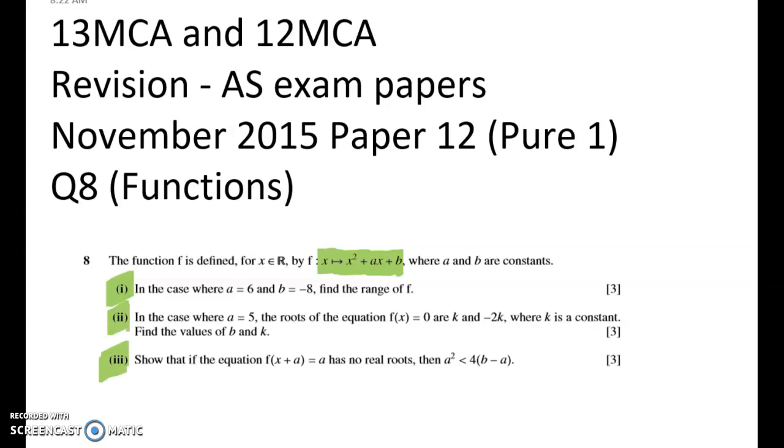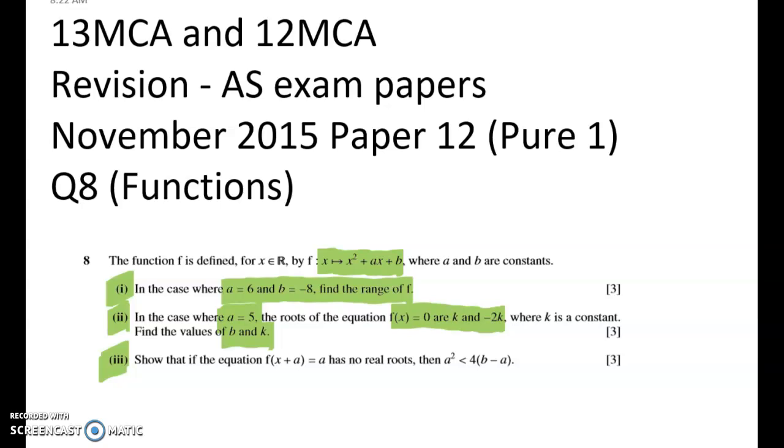So the first one is pretty straightforward. When a is 6 and b is -8, we have to find the range of the function. And in the next one, we're told that a is 5, and we're given the roots of the equation. So they're the roots of the equation f of x is equal to 0, and they're k and -2k. We have to find the values of b and k.